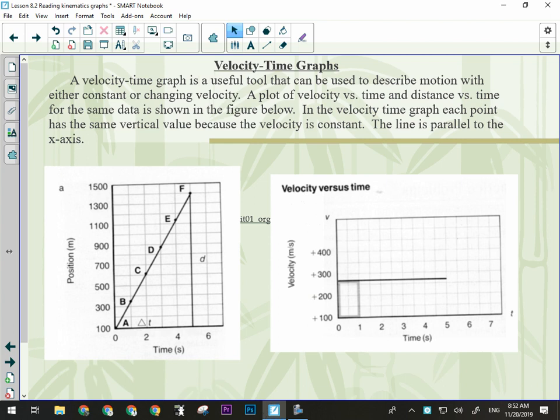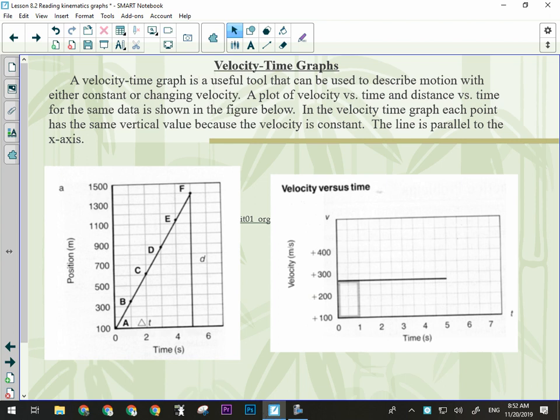It's a velocity versus time graph, guys. It's something traveling at a constant velocity. This is the same graph. Okay, well, it's not the same graph. It's the same motion being looked at from two different graphs.